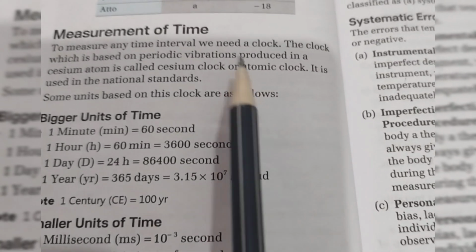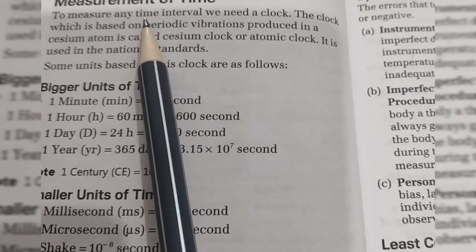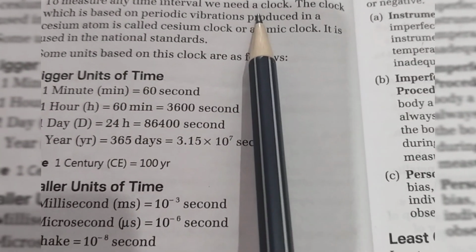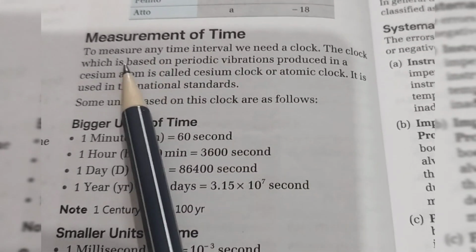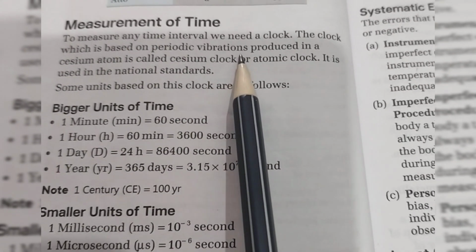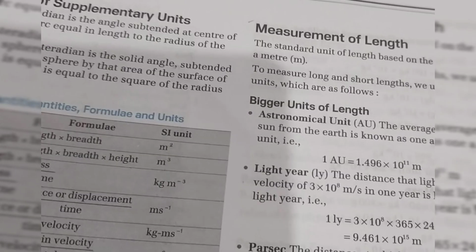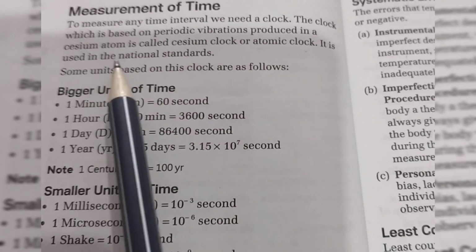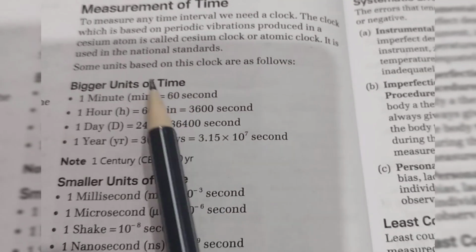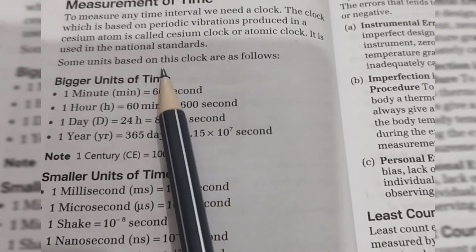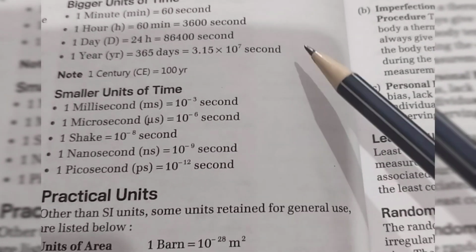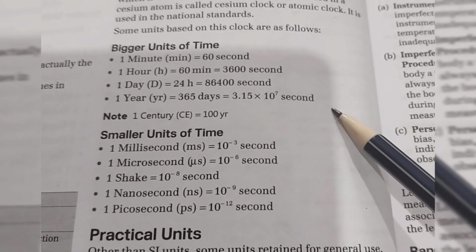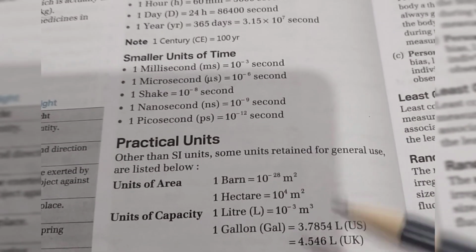Next comes the measurement of time. To measure any time interval, we need a clock. The clock, which is based on periodic vibrations produced in a cesium atom, is known as cesium clock or atomic clock. It is used in the national standards. Some base units based on this clock are as follows, so you can see bigger unit of time and the smaller unit of time. You can just take the screenshot.